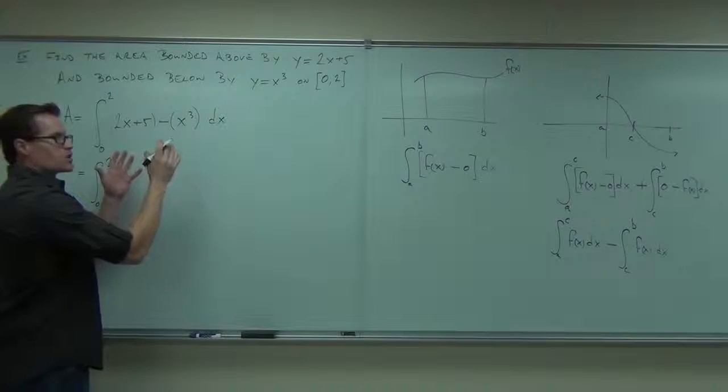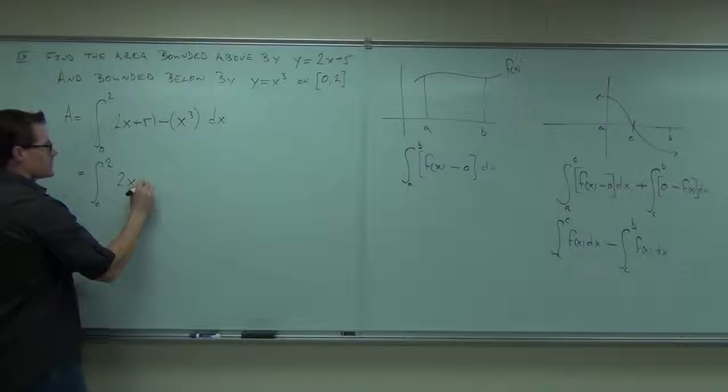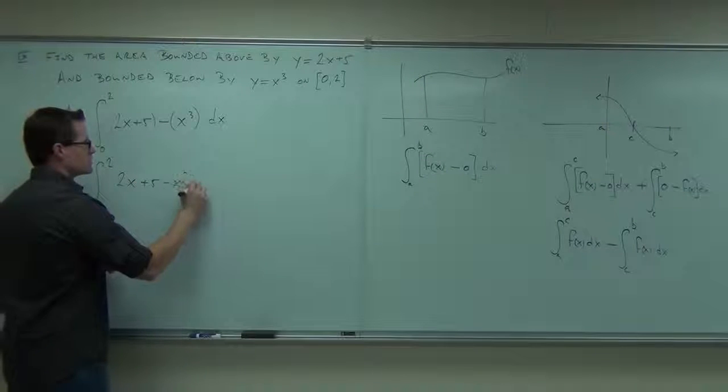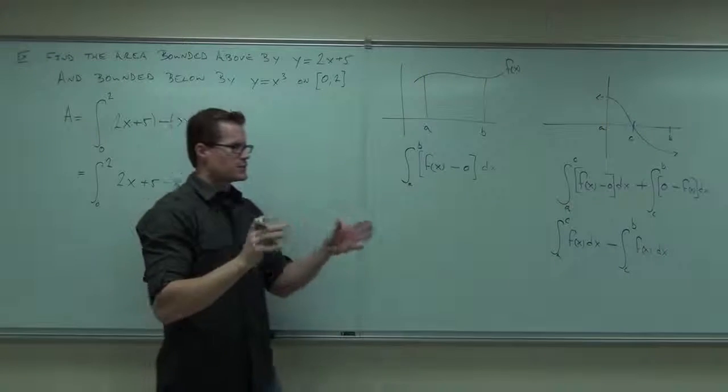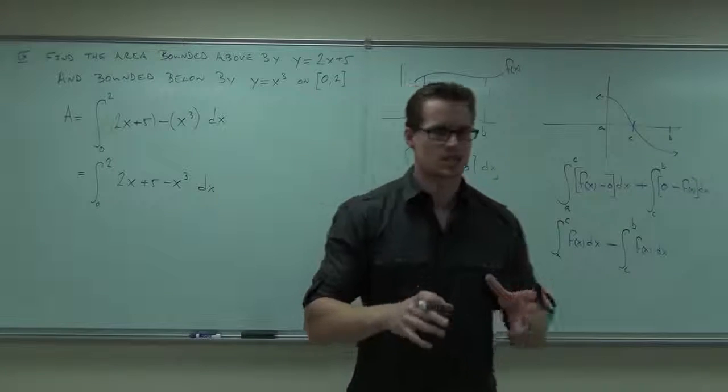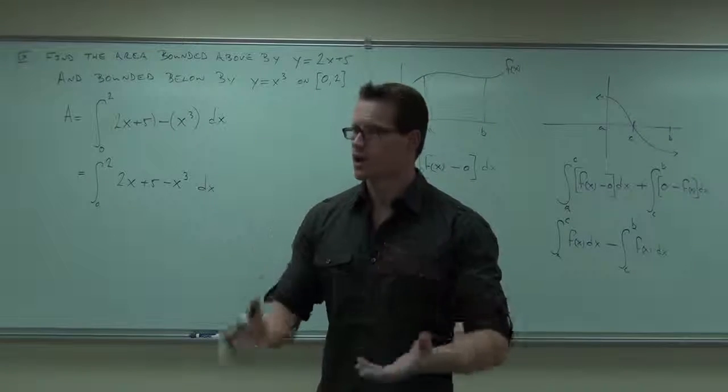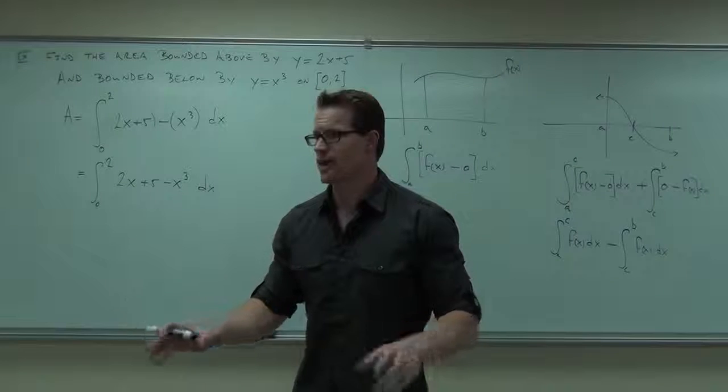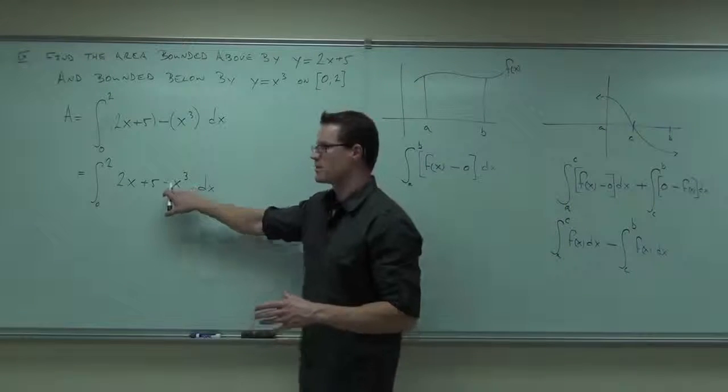So parentheses in this case aren't doing anything. We got the integral of 2x plus 5 minus x cubed dx. Notice how we don't have to have two separate integrals. When we put them together like this, it just basically becomes one large integral, which is great. We could easily do that. It's just subtracting off this piece of the puzzle.